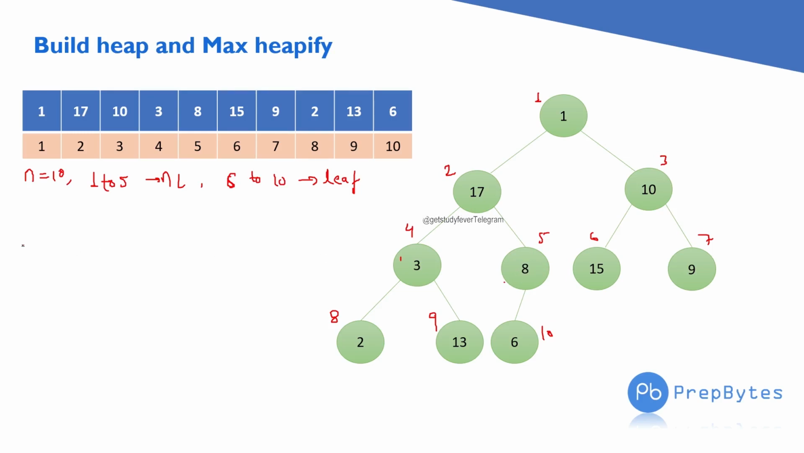Okay, so in the build heap function that we will write, a for loop will start, and that for loop will begin from where? It will begin from the floor of n by 2 down to 1, that is i minus minus. So first it will heapify 8, then it will heapify 3. So this much heap tree is built. Then it will heapify 10.